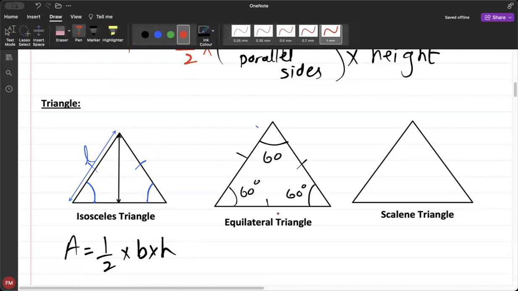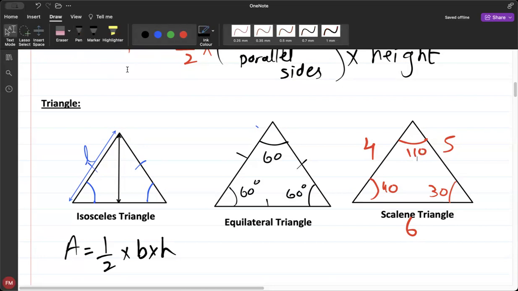The word equilateral means all sides are equal, all angles are equal. And similarly, we have scalene. The word scalene means none of the angles are equal and none of the sides are the same. That means maybe this side was 4, this side is 5, this side is 6. I don't know, this angle could be 30, this could be 40, this might be 110. So all angles are different, all sides are different. That's how we define a scalene triangle.